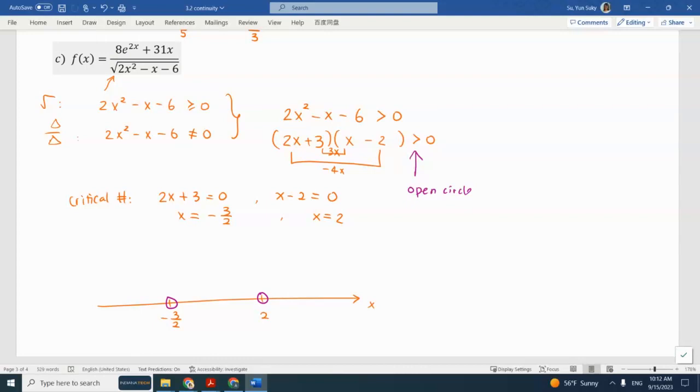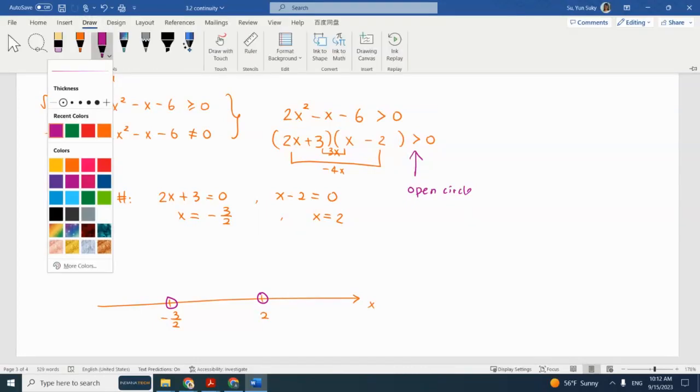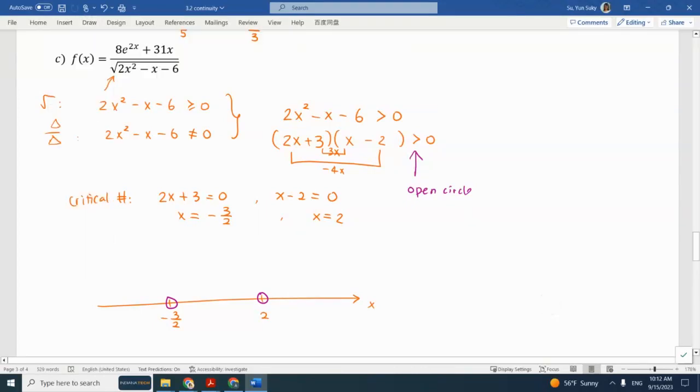Okay, everybody? And then if we want to use method 2, so there are 2 methods. Method 1 is the test point. Those 2 points separate the real number line into 3 subintervals, right? So if you use the test point method, in each subinterval you pick a point and then plug it into the left-hand side of the inequality to see if it's positive or negative, right?